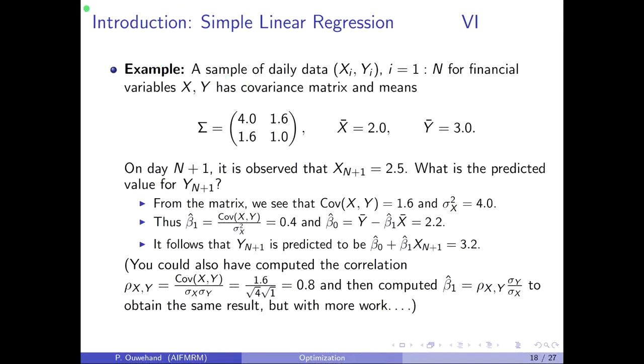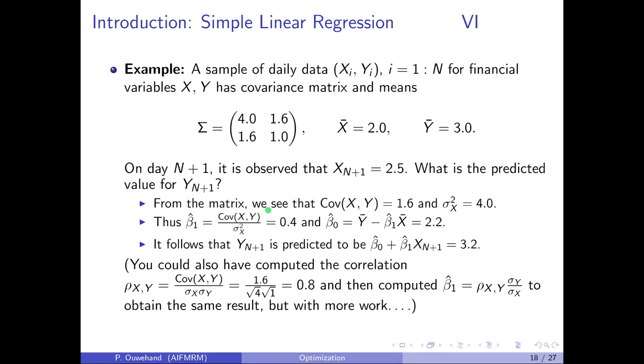Let's consider an example. Here we have daily data xi, yi for i equal to 1 to n of some financial variables x and y, which might be returns or yields or anything else that comes to mind. Suppose that the covariance matrix for x and y is given by the matrix with entries 4, 1.6, 1.6 and 1, and that means that the variance of x is 4, the variance of y is 1, and the covariance between x and y is 1.6. We're also told that the mean of the x values is 2 and the mean of the y values is 3. On day n plus 1, it is observed that the x value takes on the value 2.5, and we want to know what is the predicted value for y on that day.